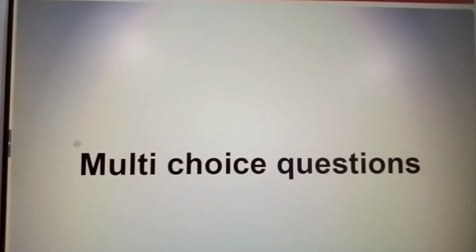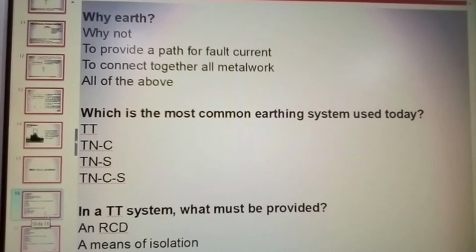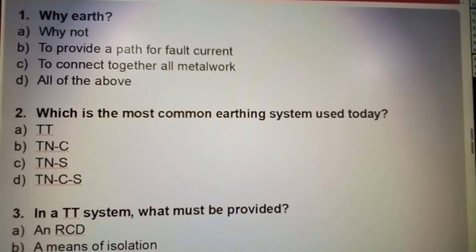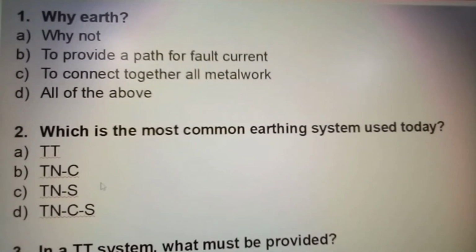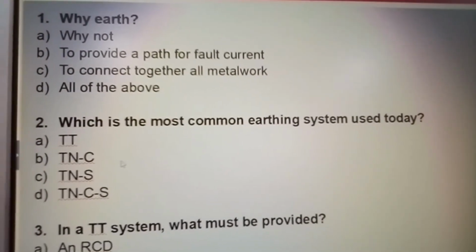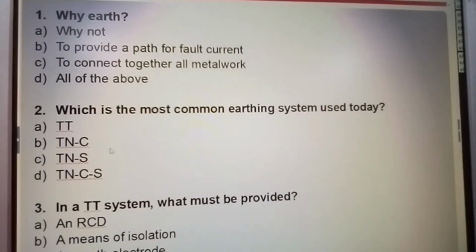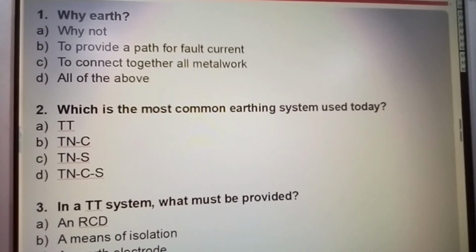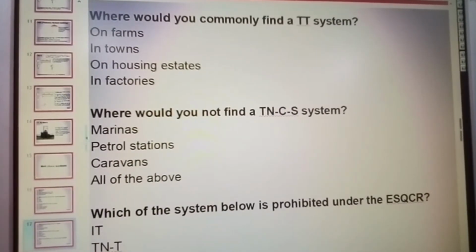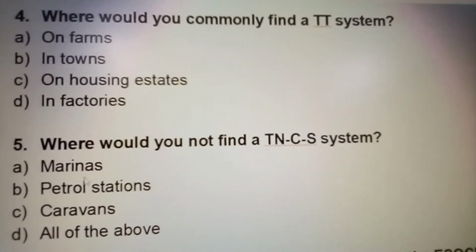Multiple choice questions. Now do the questions. All the correct answers are in the text. Read the text, look back at the work. Answer the questions.